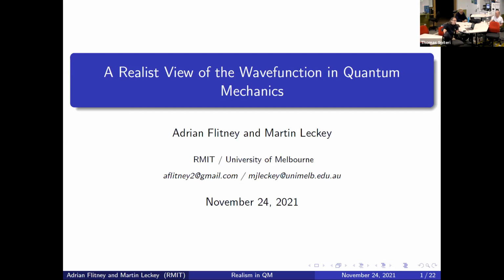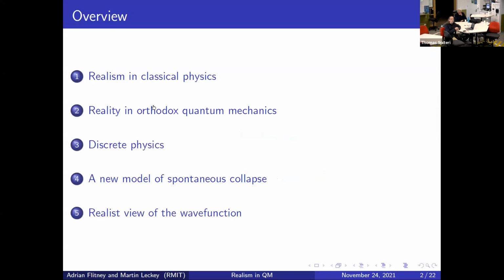Well, I'm Adrian Flitney, and you've just heard from my colleague Martin, friend and colleague. I'm loosely connected with RMIT, and we've been working on this project, which is a physical collapse model in quantum mechanics based around discrete physics. As we'll see, it allows, and I think necessitates, a realist view of what the wave function is.